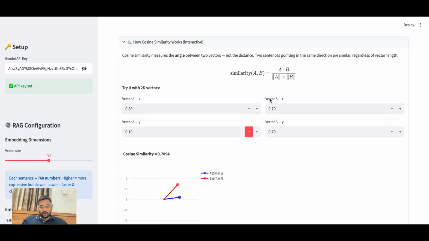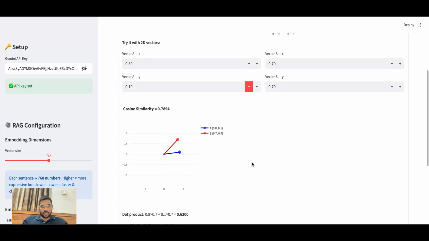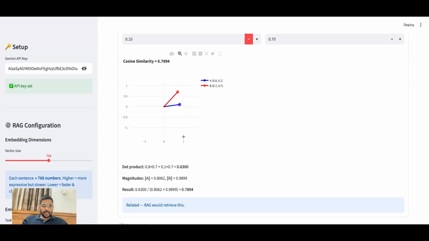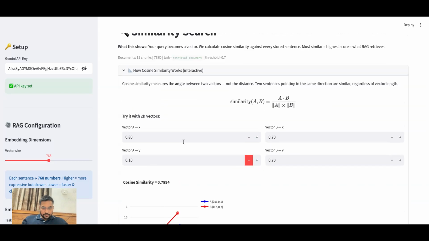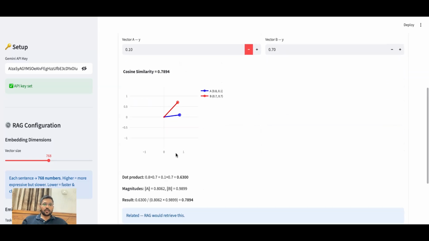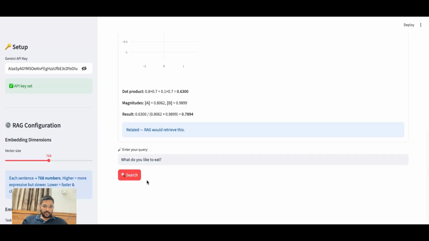And the formula for this is mathematical. So if you are interested, you can look at this: dot product of a and b divided by the magnitude of a multiplied by the magnitude of b. So that's how it works. So basically the thing is, the similarity score is found by using the cosine similarity method.